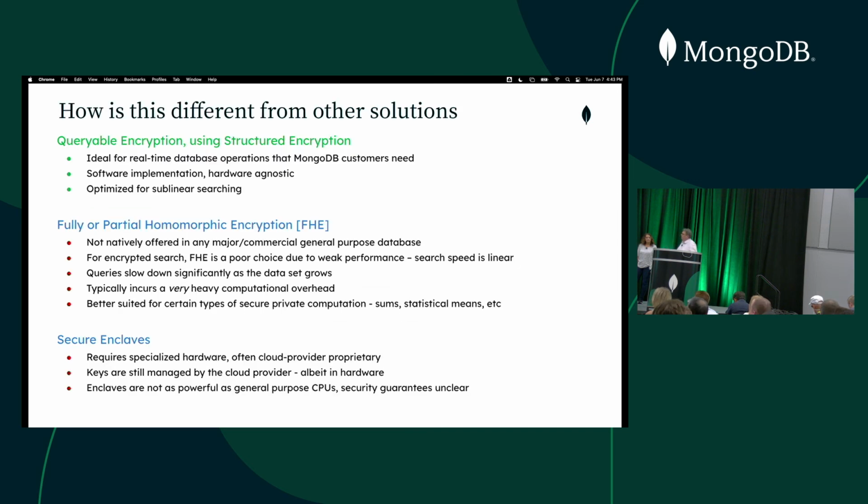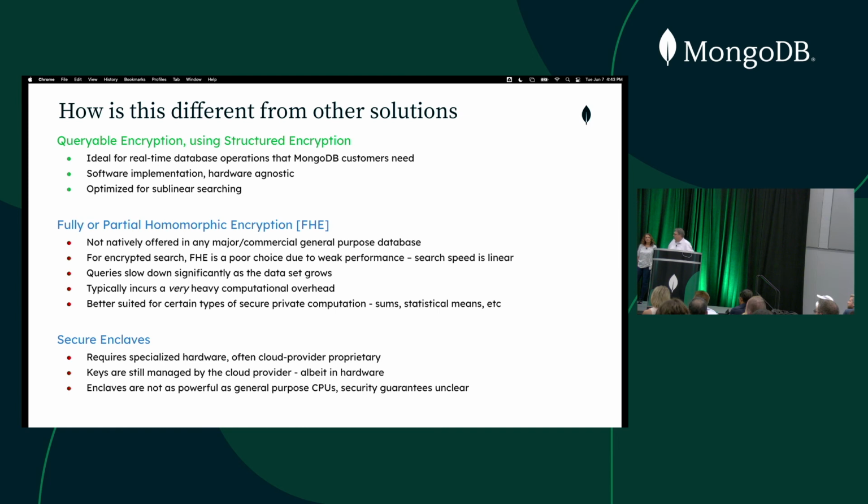How's this different from some other things out there? So Queryable Encryption, again, uses structure encryption as its foundation. It's ideal for a general purpose database, the kind of thing our customers are looking for. It's software implemented and doesn't require special hardware. It's hardware agnostic, with no secure enclaves or hardware enclaves. And it's optimized for sublinear search, which means that as the size of your data records grows, it's not a linear progression in terms of delay for search results to come back.